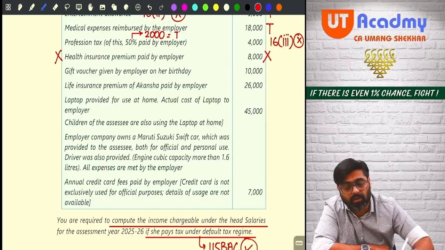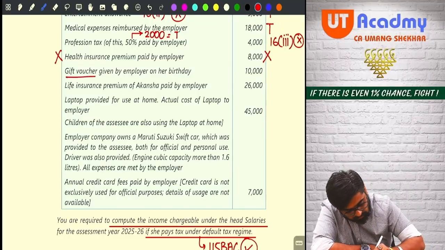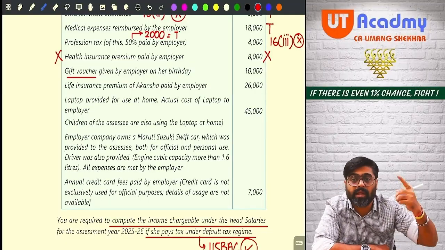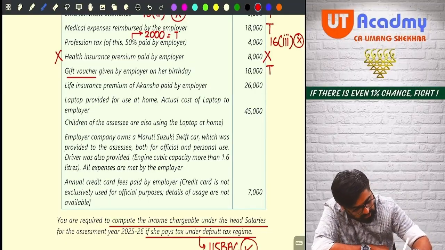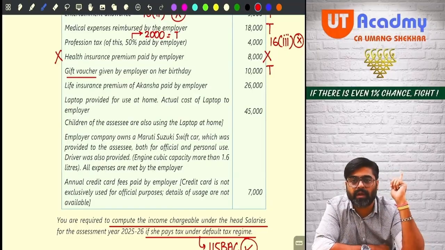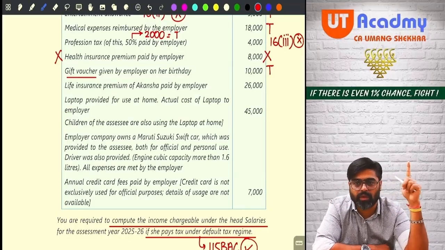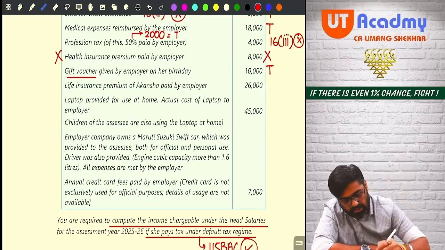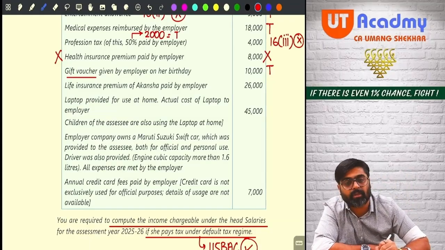So tell me, is it a gift voucher? Yes, that means gift in kind. Amount is 10,000, which is more than 5,000. So the entire 10,000 we will tax. And in the note we'll write: alternatively, excess 5,000 could have been taxed. Yes or no? But we will tax how much? Entire 10,000. Next one, life insurance premium of Akanksha paid by the employer.